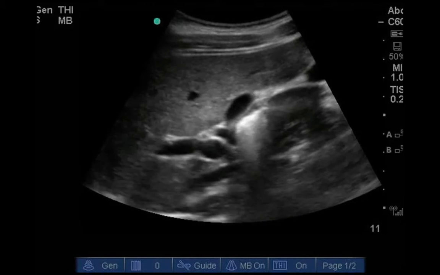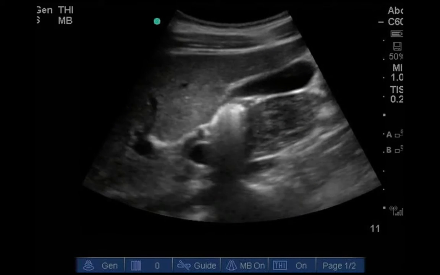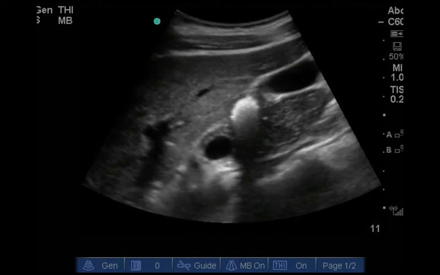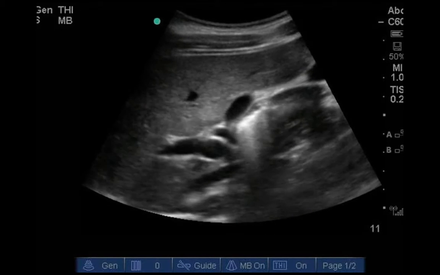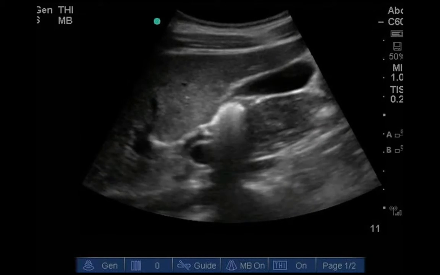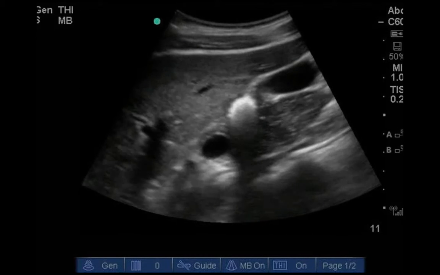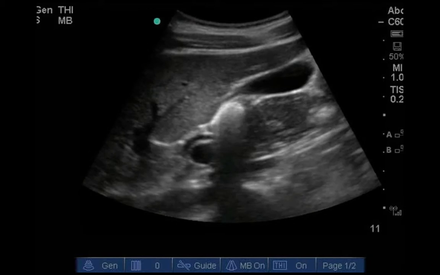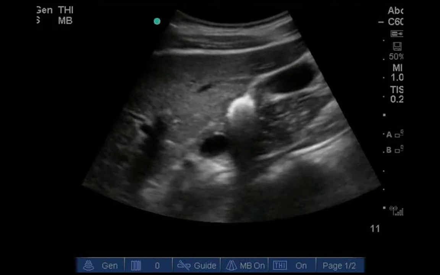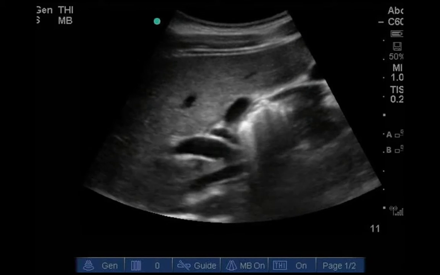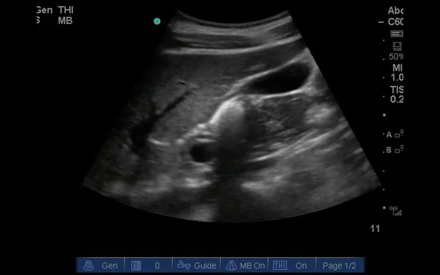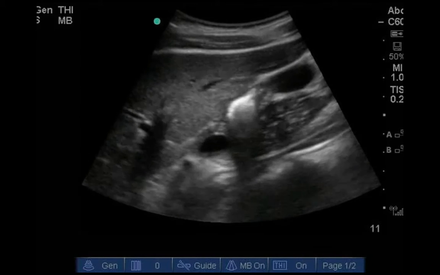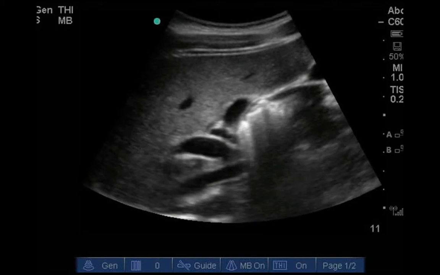When looking at this next clip, at first glance, it may appear that there's a large stone or multiple stones within the gallbladder. However, looking more closely, what the eye initially thinks is a stone is actually outside of the gallbladder wall and is, in fact, the duodenum. The duodenum is often mistaken for the gallbladder by the novice sonographer. Since a normal duodenum can appear similar to an abnormal gallbladder, it's important to distinguish.